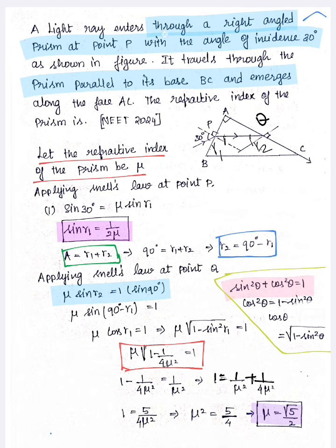The question is: a light ray enters through a right angle prism at a point P with angle of incidence 30 degree, as shown in figure. It travels through the prism parallel to its base BC and emerges along the face AC. The refractive index of the prism is?